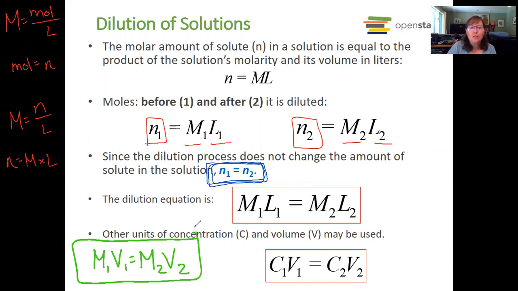And one of the reasons that we don't continue using the L's is that as long as you have agreement, your volumes don't have to be in liters because this is a ratio or a proportion. So V can be in milliliters or microliters or liters, as long as they're both in microliters or they're both in milliliters. They just have to have that agreement.